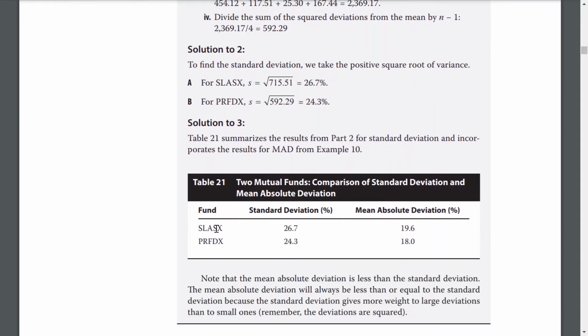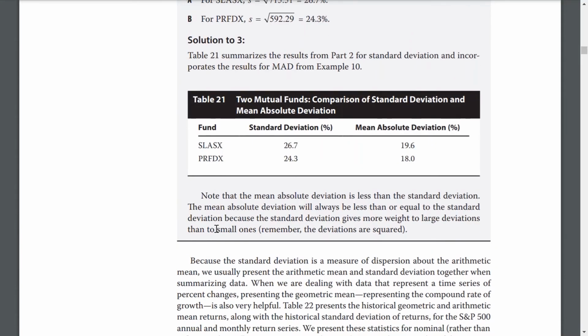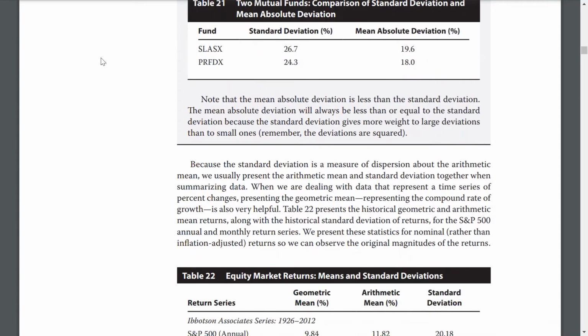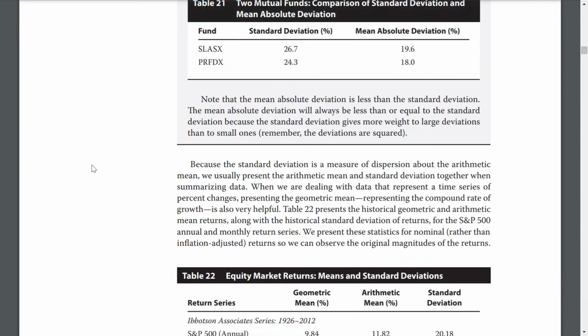Table 12-21 summarizes the results of part 2 for standard deviation and incorporates the results of the MAD from example 10. Note that the mean absolute deviation is less than the standard deviation. The mean absolute deviation will always be less than or equal to the standard deviation, because the standard deviation gives more weight to large deviations than small ones. Remember that deviations are squared.